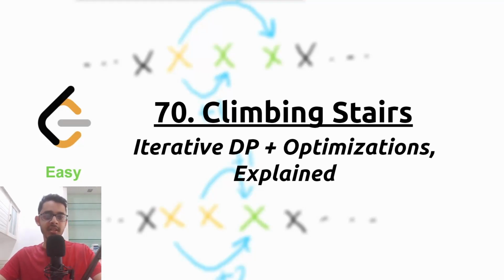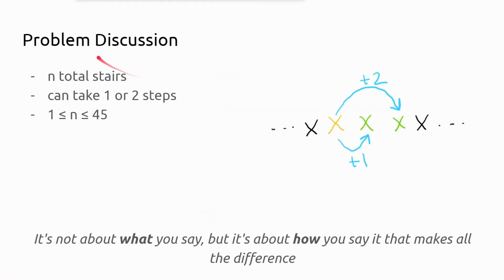In this video solution, let's dive into the problem Climbing Stairs. When it comes to the constraints of the problem, they're rather simple. You're given n number of total stairs and we're starting from the first stair. We can take one or two steps going forward and we have to take all of those steps in such a way that we can reach the nth step.